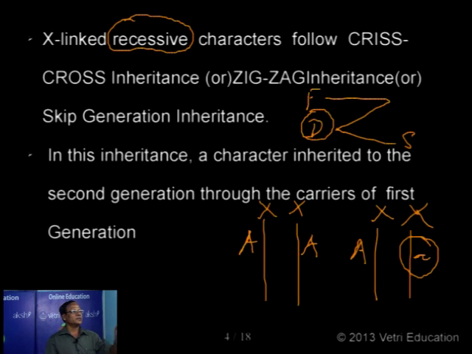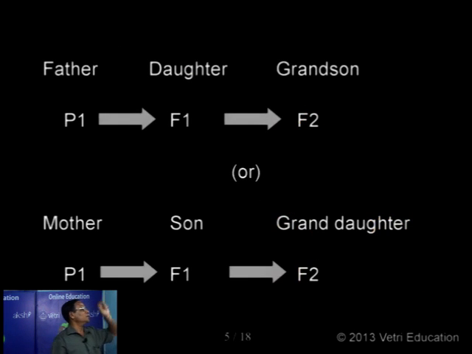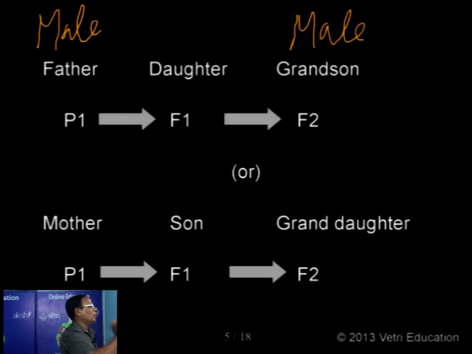Now I mentioned zigzag inheritance. Let's have an illustration as given here. A character from the male, the father, is transmitted to his grandson, once again male, via the daughter. So here there is a transmission of characters from male to male via female. There is no direct transmission. If it is transmitted directly, male to male, then the condition is called holandric.